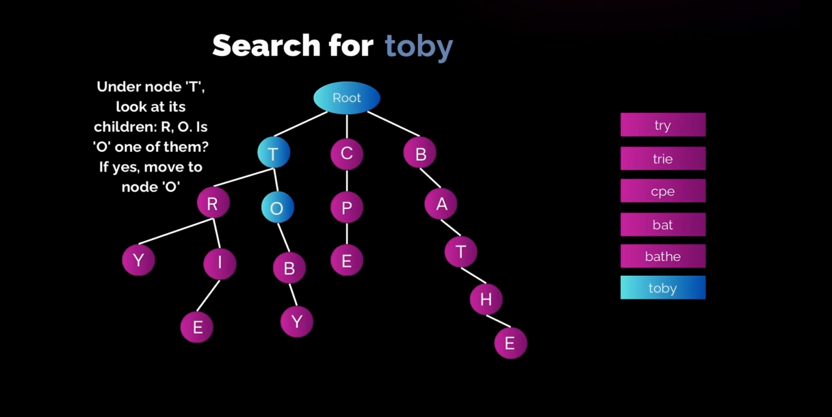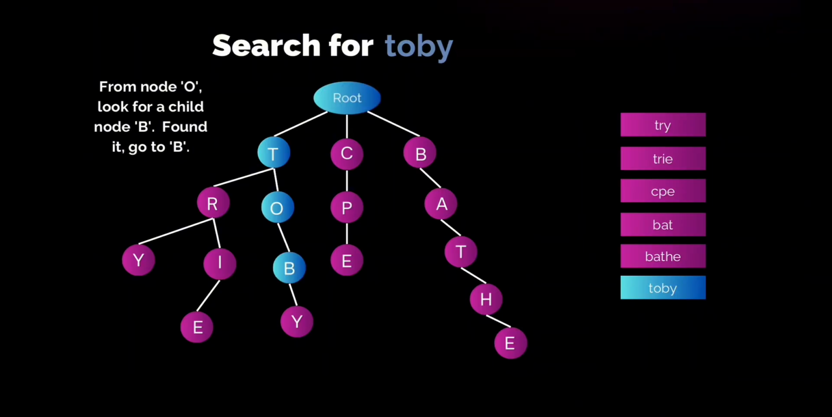At this point, we've matched T and O. The third character in the word is B. We now check the children of the O node. Is there a node labeled B? There is. So we continue the path by moving to the B node. Now we've followed the letters T, O, and B. We're now on the final character Y. We examine the children of the B node and check whether a Y node exists. It does. So we follow the edge and move to the Y.